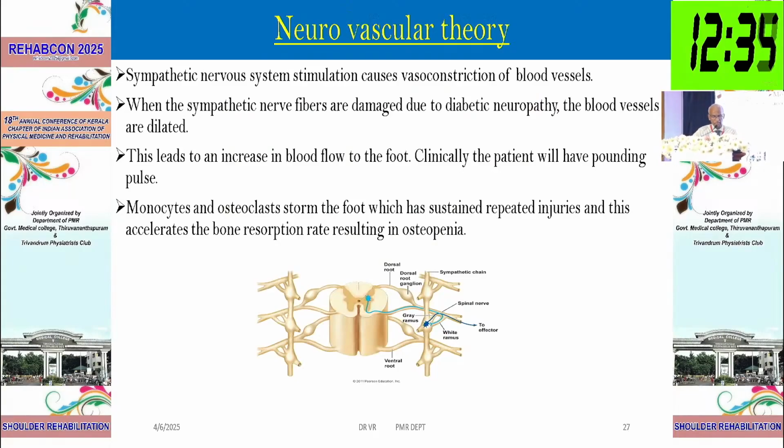You know, this is a cross-section of the spinal cord. It shows the formation of the spinal nerve, the anterior, the ventral root and dorsal root, they unite to form the spinal nerve.